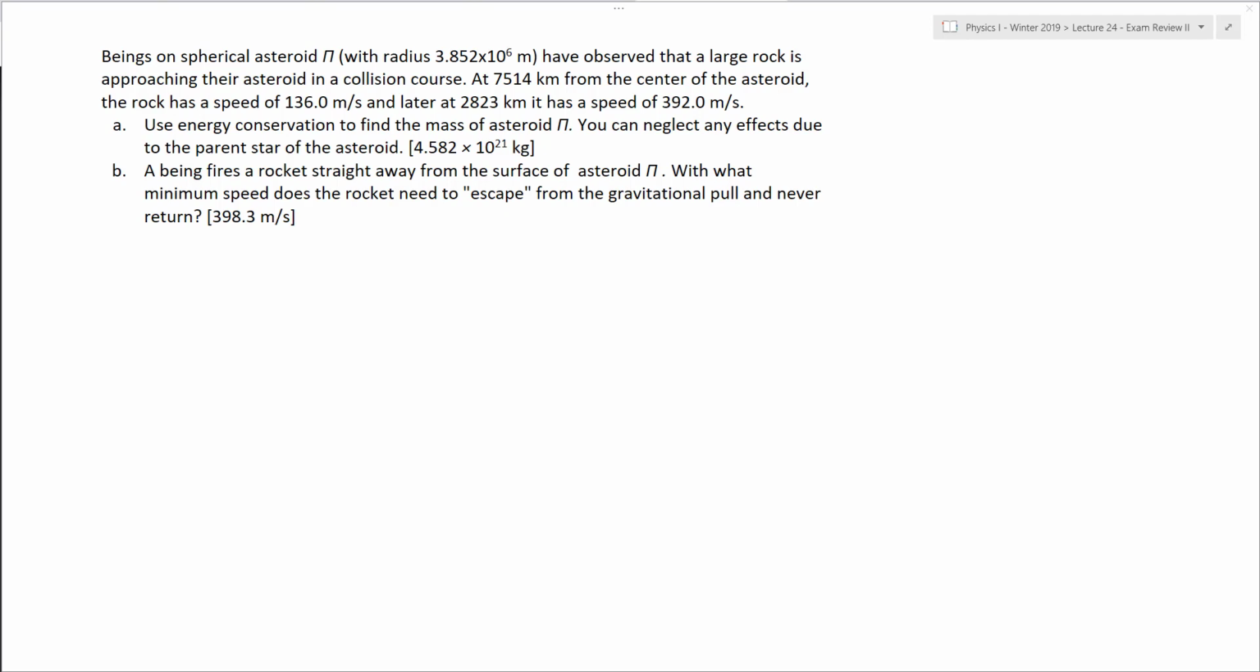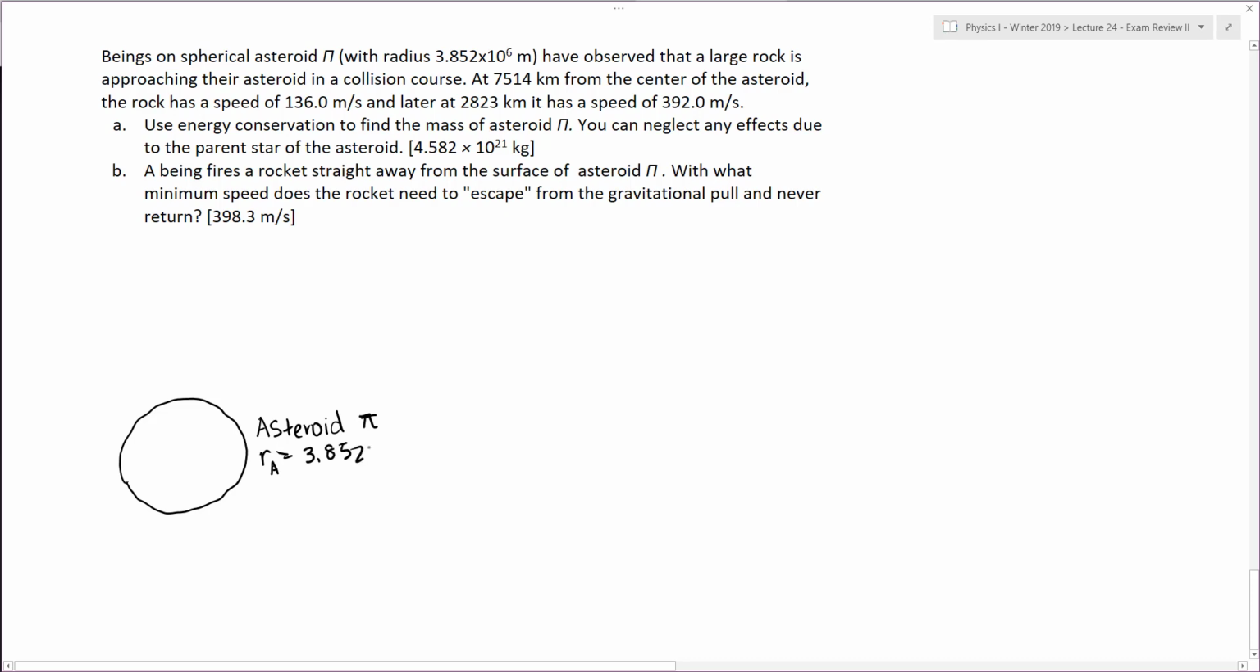Okay, so let's draw a picture of what's happening here. So we have this asteroid. It's called some weird symbol, maybe pi. And the radius of the asteroid is 3.852 times 10 to the 6 meters.